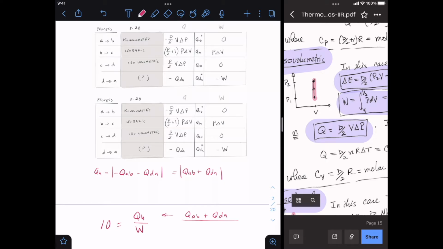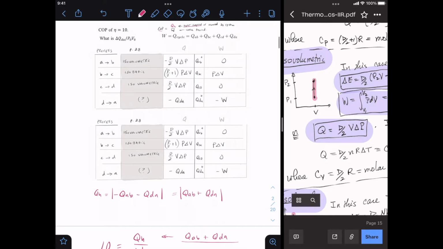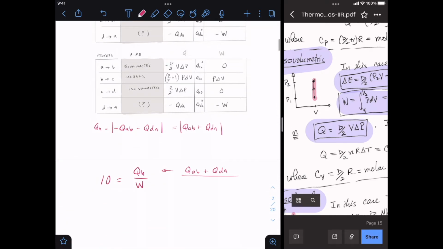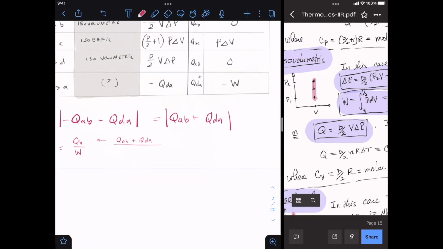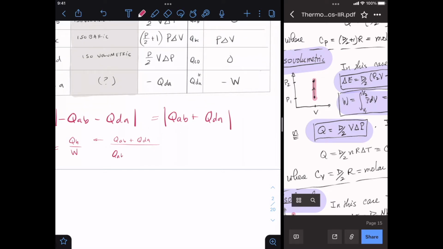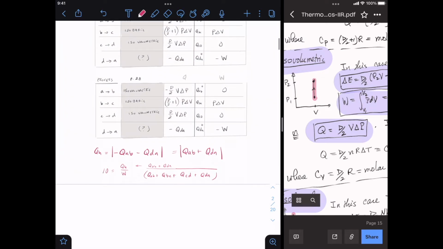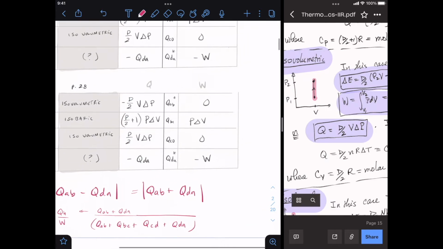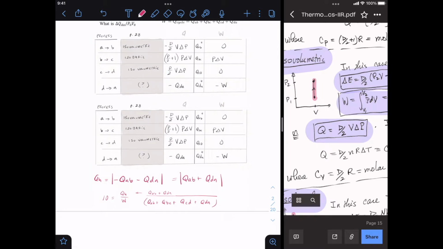Okay, so we want to find all of our heat transfer values so that we can use our equation. So what are our heat transfer values that we can plug in? And then W would be QAB, but I apologize. Okay, so let's find them all. What do we have? What do we need?